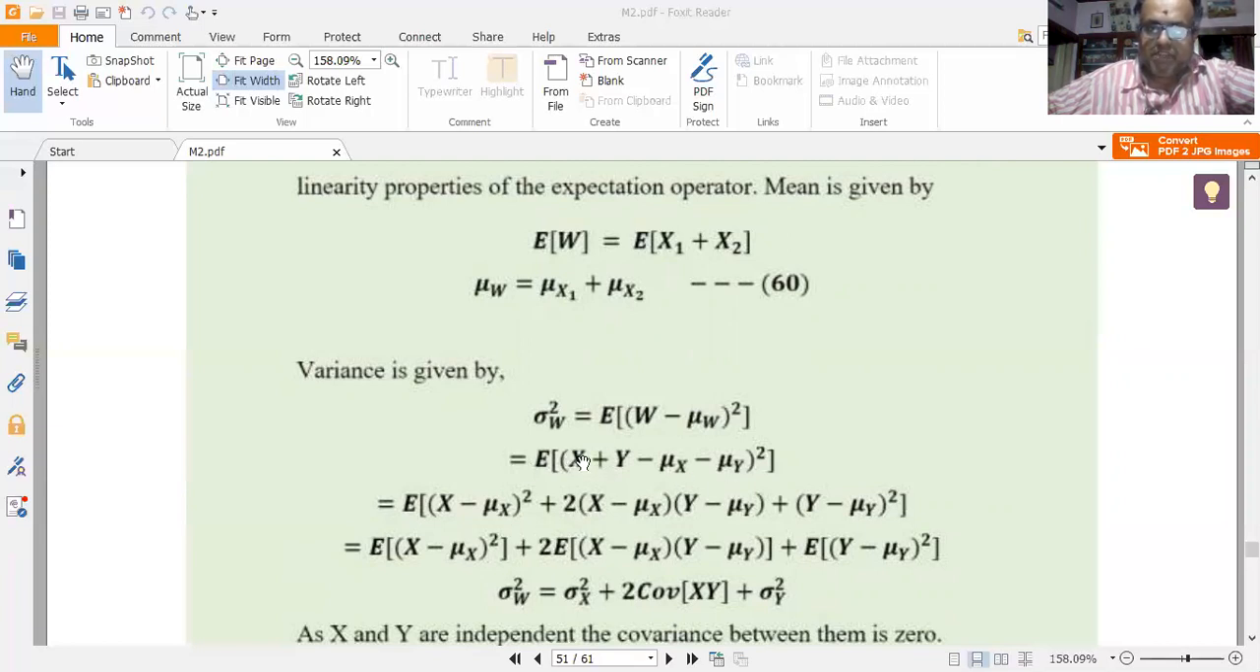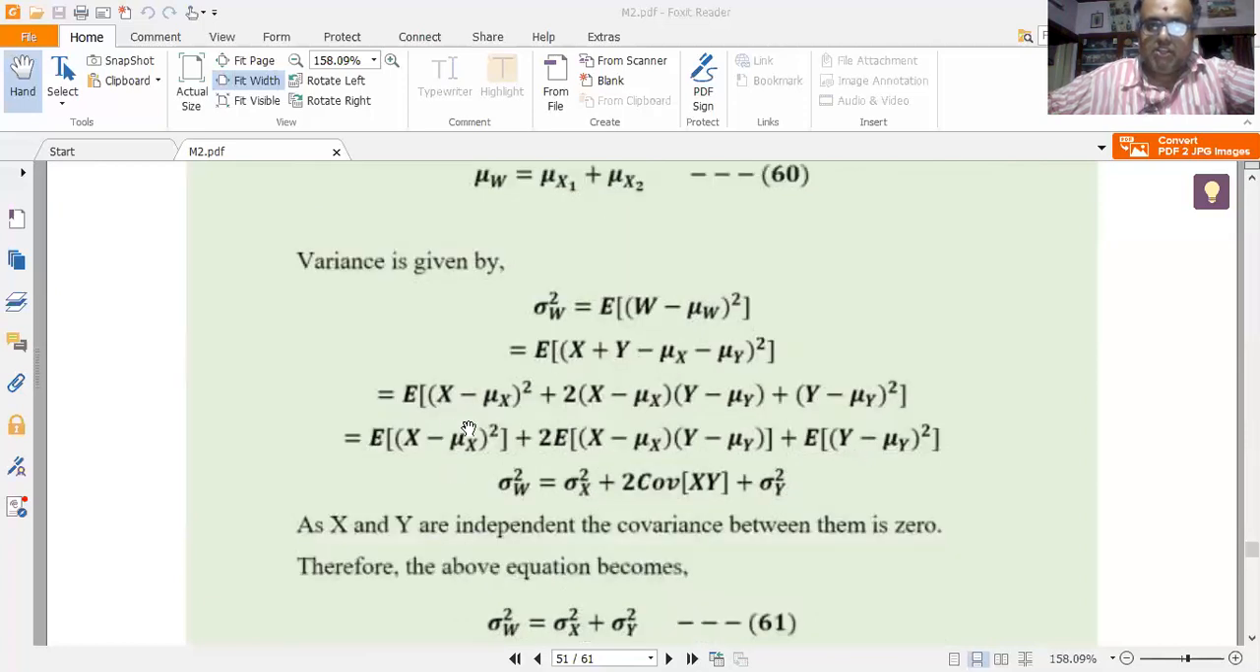Simplify this by using the A plus B whole squared formula. Arrange the terms and then expand. Don't expand like that, otherwise it would be A plus B plus C plus D whole to the power of 2. Not that. Arrange the terms and expand suitably. Using A plus B whole squared is equal to A squared plus 2AB plus B squared, after rearranging the terms and then expanding, I get E of x minus mu x the whole squared plus 2 into x minus mu x into y minus mu y plus y minus mu y the whole squared.